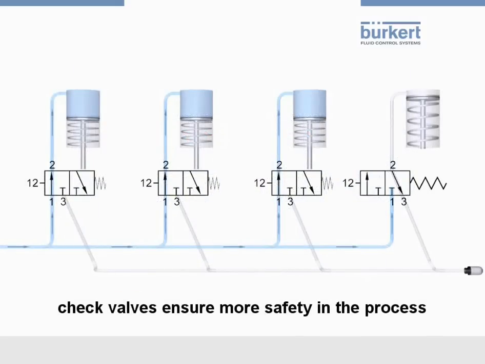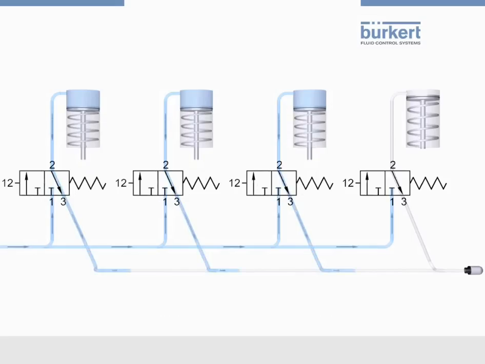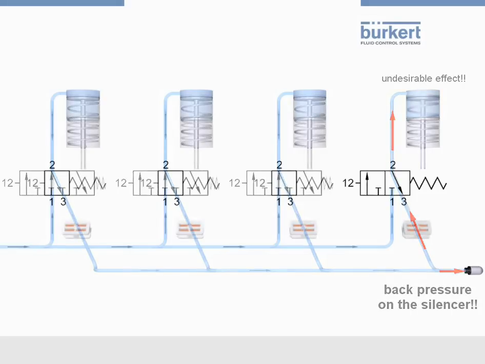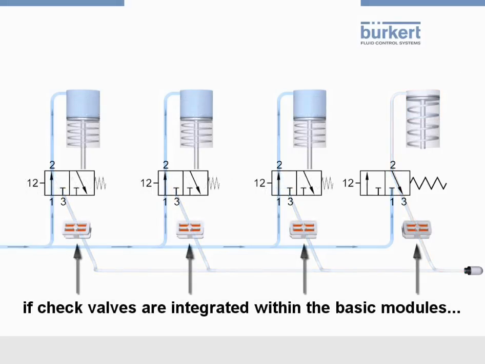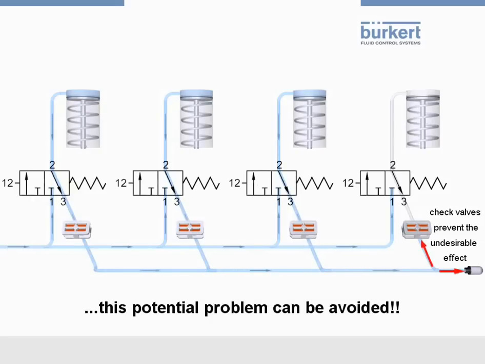Check valves ensure more safety in the process. If there's a failure in the plant, all actuators turn off at once. Then all the exhaust air needs to be vented to the atmosphere. In doing so, a back pressure in the valve can build up when the venting of the air doesn't happen fast enough. This back pressure can cause an accidental actuation of a valve, which may cause a lot of disruption within the process. If check valves are integrated within the basic modules, this potential problem can be avoided.